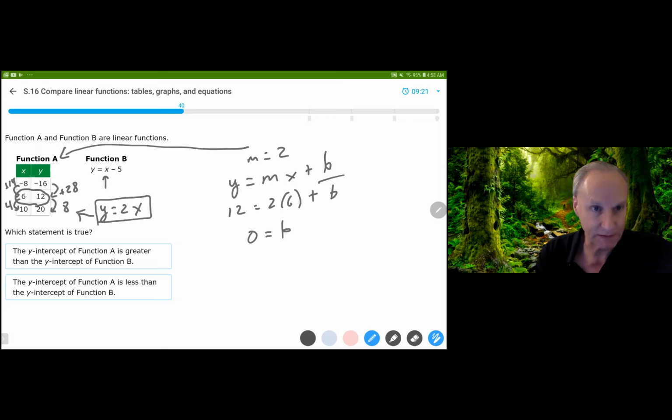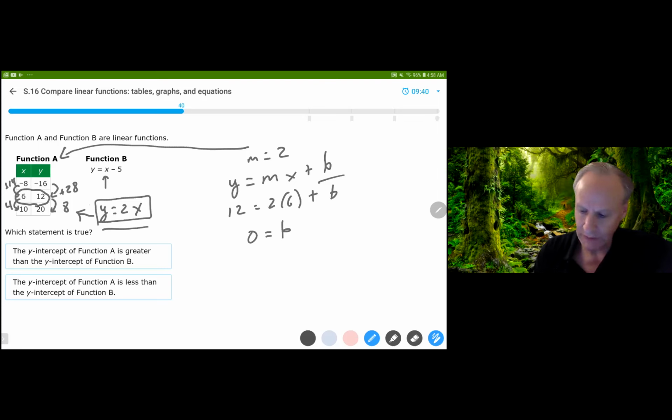Negative 8 doubled is negative 16. 6 times 2 is 12, and 10 times 2 is 20. I know absolutely for certain that this one is a direct variation. That's what that's called. Or we can say that y is proportional to x. That's another way to say the same thing.